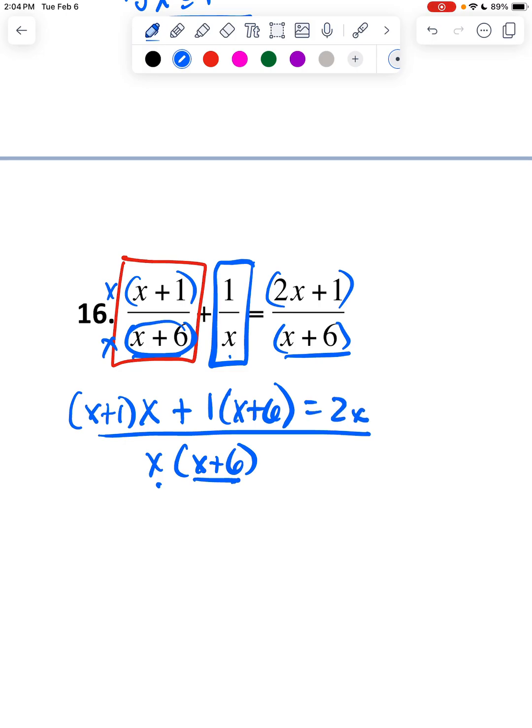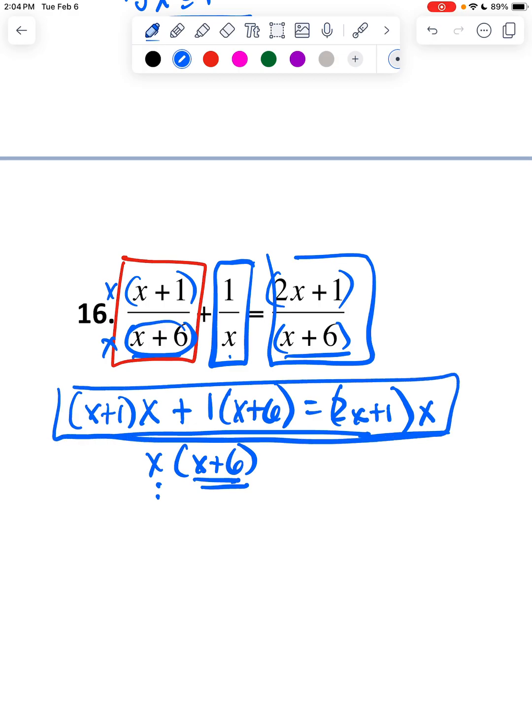Over here, 2x plus 1 is already over the x plus 6, but it is missing the other x, so I have to have another x by it. So I'm multiplying each thing by the part of the bottom that it didn't have before.